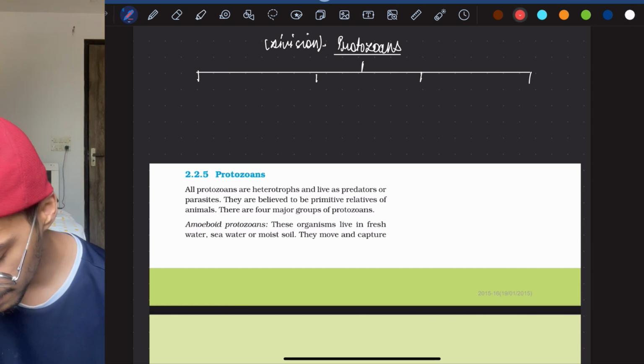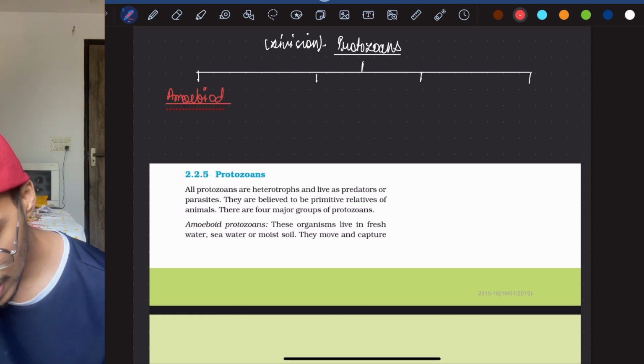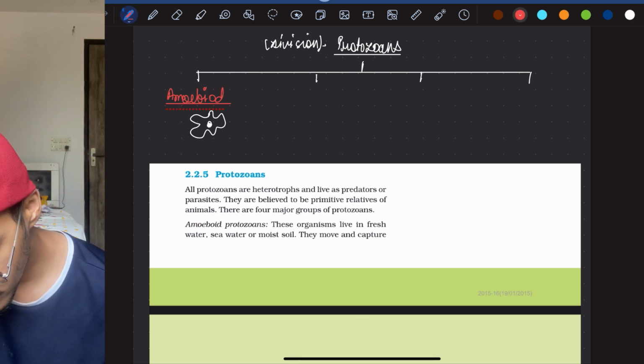Number one is the amoeboid. The word amoeboid itself means amoeba-like, so they are amoeba-like organisms. Imagine like this. I will make small shapes of it. After amoeboid, we have the flagellated.